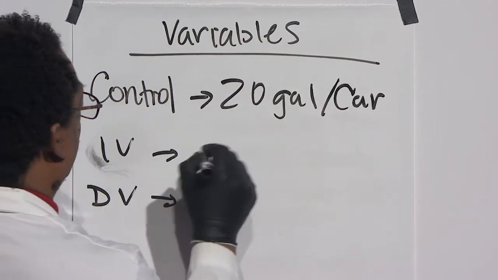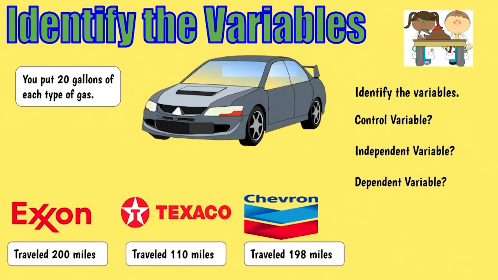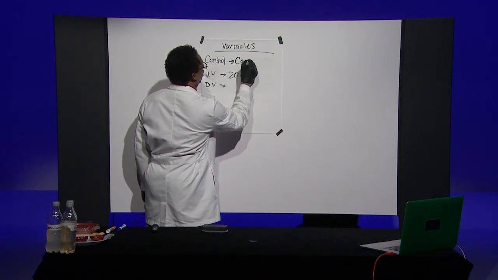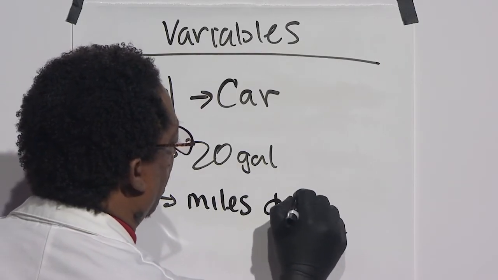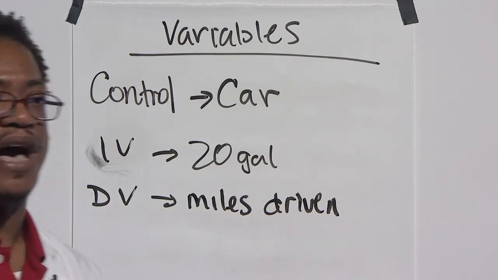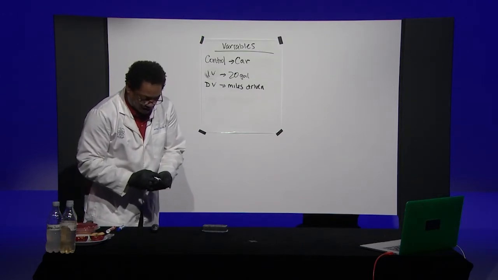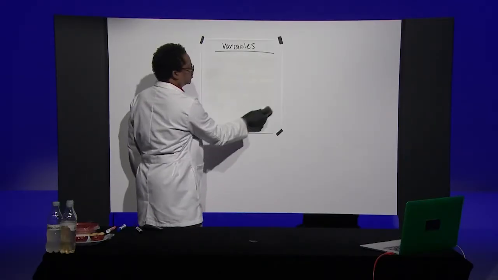And then my independent variable would be what? What was my, I'm sorry. My independent variable would be the 20 gallons of gas. And my control would be the car. And my dependent variable would be the miles I was able to drive. All right, so I put 20 gallons of gas. That's my independent variable. I control that. And I was able to go a certain number of miles. So based on that information, which gas station are we going to? We're going to go to the Exxon gas station because we can go the farthest with that. All right, so that's independent, dependent, and control variables.